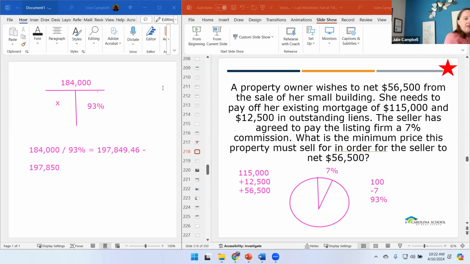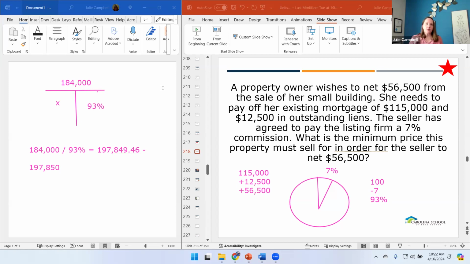So what did we just do? In order for me to put 56,500 in their pocket, I've got to sell their house for 197,850. If I sell it for anything less than that, the seller won't get 56.5 because they still have to pay off their mortgage. They still have to pay off those liens, and they have a contractual obligation in a listing agreement to pay me. So they can't not pay that stuff. If I sell their home for more than 197,850, that's more money I can put in their pocket. Now I have a happy seller, right?